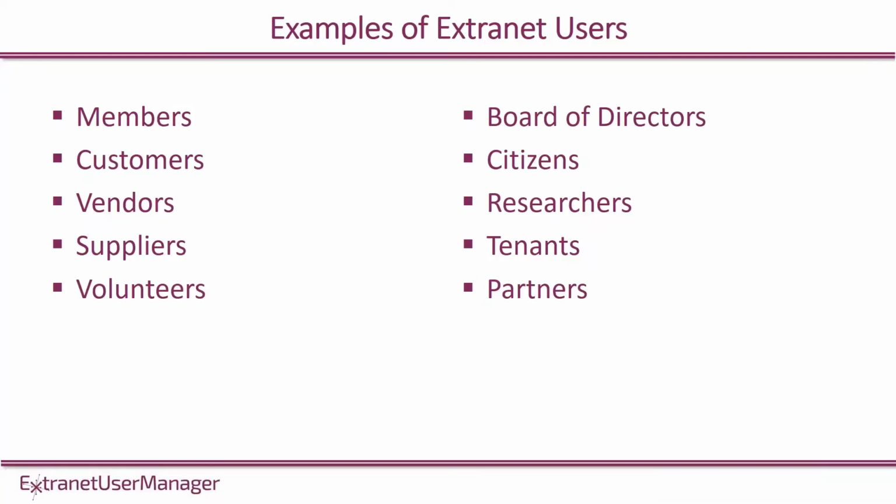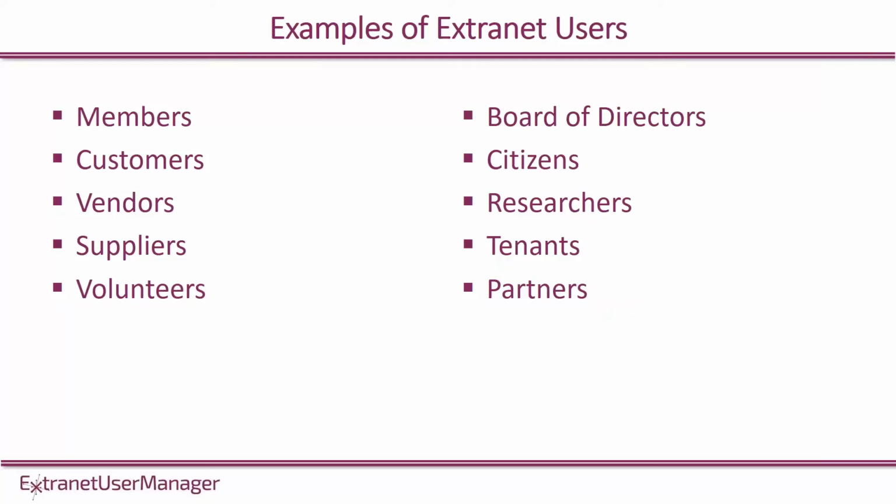Lots of different types of people could be coming into an extranet. You may be a volunteer or charitable organization with members or volunteers. You're a for-profit organization with customers. Really any type of organization typically has vendors and suppliers that they work with, maybe partners, a board of directors. They may have many different committee members. Government organizations reach out to citizens, and there are educational organizations, researchers, and tenants from a property management point of view. We see a lot of different examples in the work that we do.